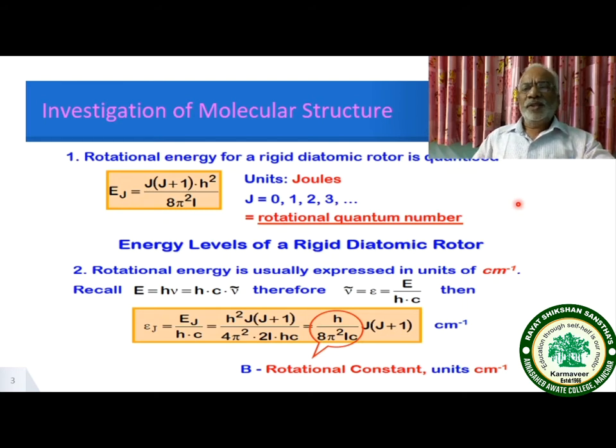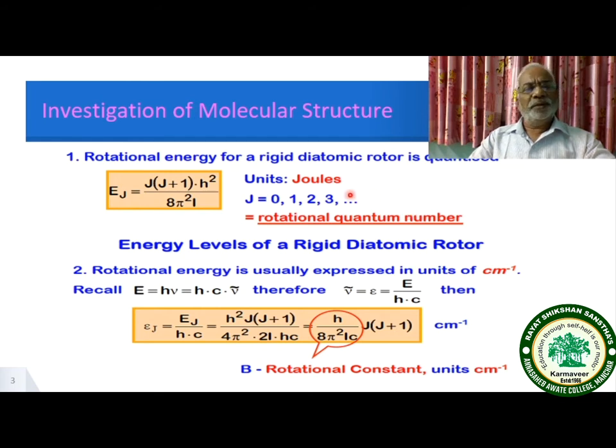And for a rigid diatomic molecule, the rotational energy is evaluated from quantum mechanics and the value is given by E suffix J equal to J into J plus 1 into h square upon 8 pi square I, where this I, that we have seen in our last lecture, is the moment of inertia evaluated for a rigid diatomic molecule as mu into r square, where h is Planck's constant and J is the rotational quantum number or rotational energy state, which takes all positive integer values including 0, 1, 2, 3, 4, etc.